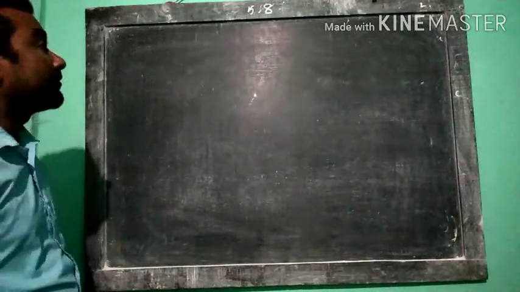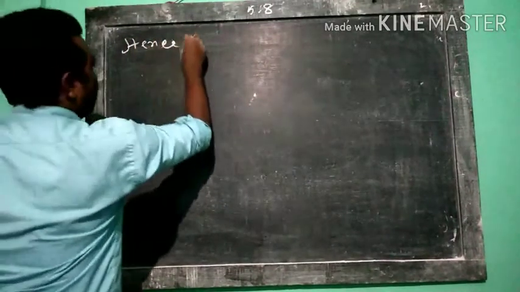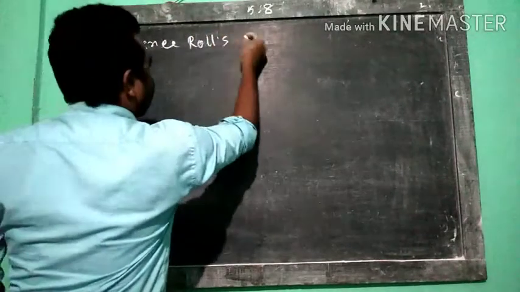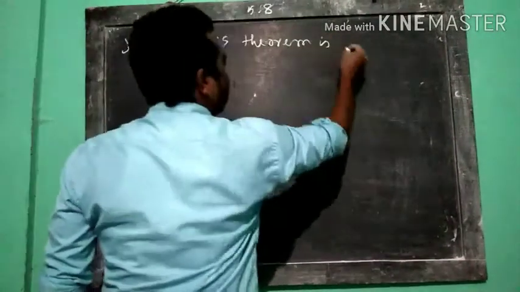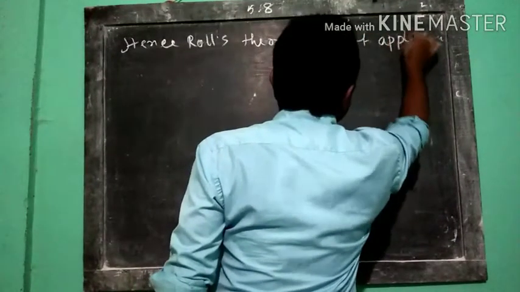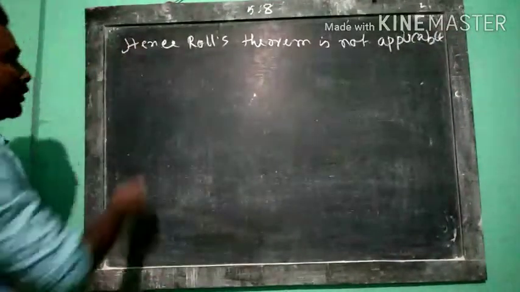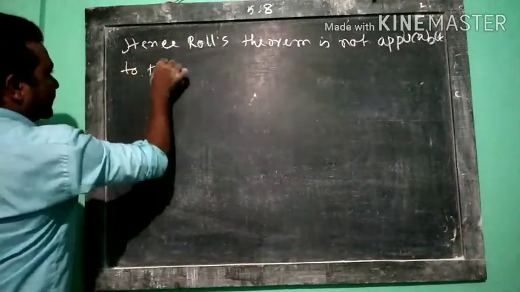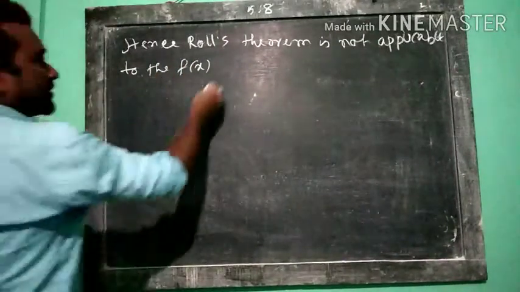Hence Rolle's theorem is not applicable. Rolle's theorem is not applicable to the function f(x) in the interval [5, 9].